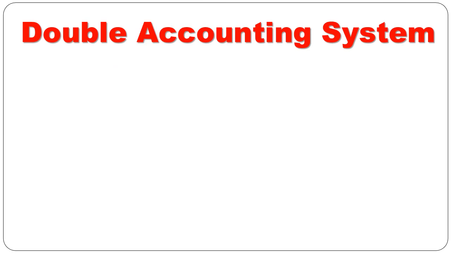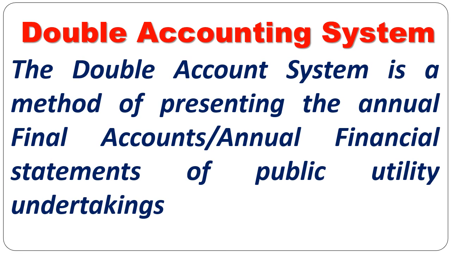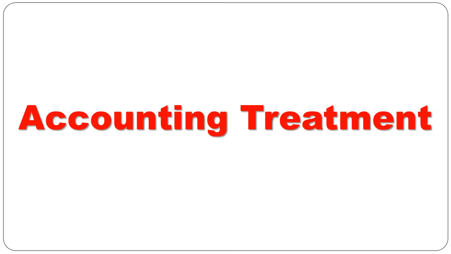Coming to what the double accounting system is, please bear in mind that the double accounting system is a method of presenting annual final accounts or financial statements of public utility undertakings. In the sense, this is the procedure and format of presentation of data pertaining to financial statements or final accounts.